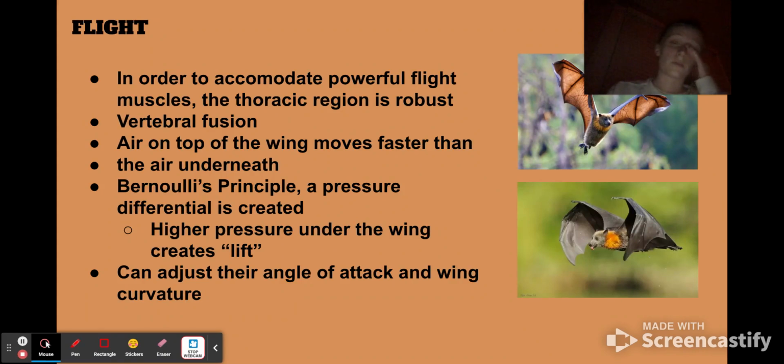This happens for planes and anything else that flies, but essentially, according to Bernoulli's principle, there's a pressure differential created because when fluid is moving faster, they're inverse. So as fluid speed increases, pressure decreases, which creates this pressure differential. The higher pressure, which forms under the wing, creates the lift, and they can adjust their angle of attack, which is like at what direction the wings are hitting the air. They can use precise finger movements. They can adjust the camber, which is like this versus that of the wing, and all of these different things coming together allow them to fly very well.